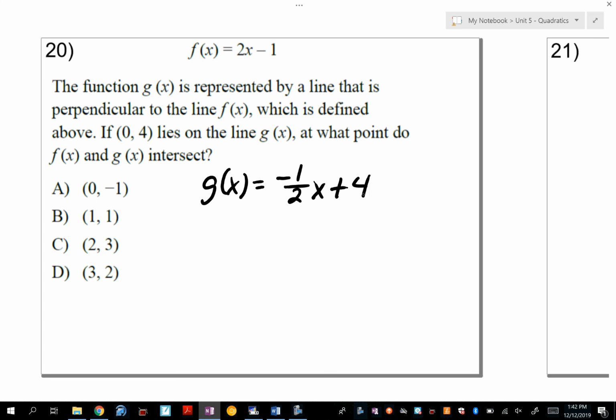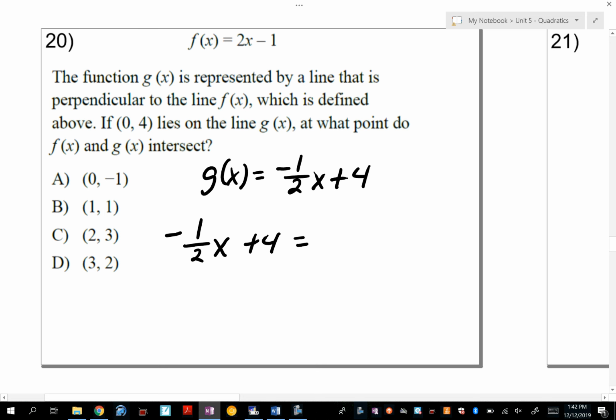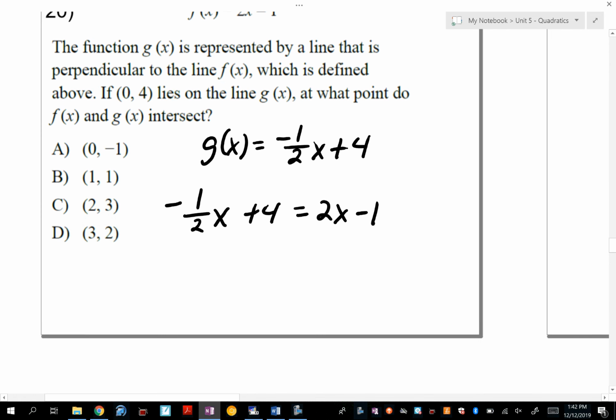So what I'm going to do is set these two functions equal to each other because that x value will be the x value of the intersection point. All right, so I just set f of x and g of x equal to each other to find the x value where they are the same. Now, it's your preference on how you want to do this. I'm going to move the negative 1/2 x to the other side by adding 1/2 x, which gives me 2.5x.